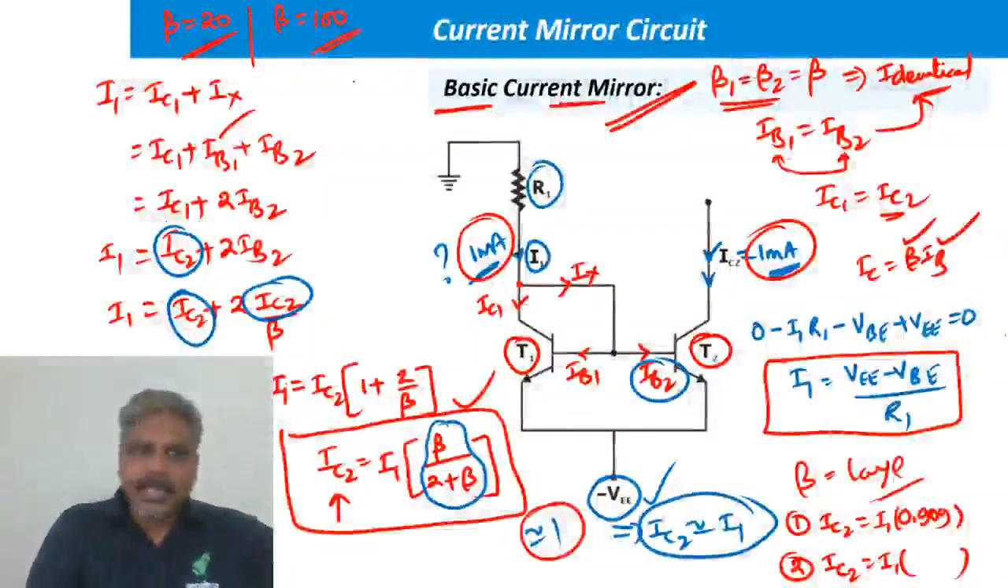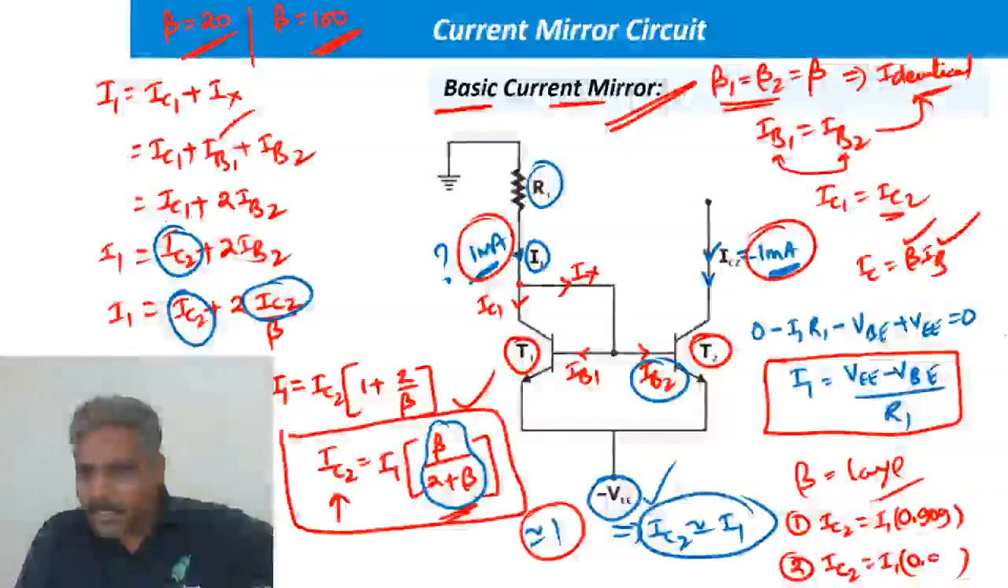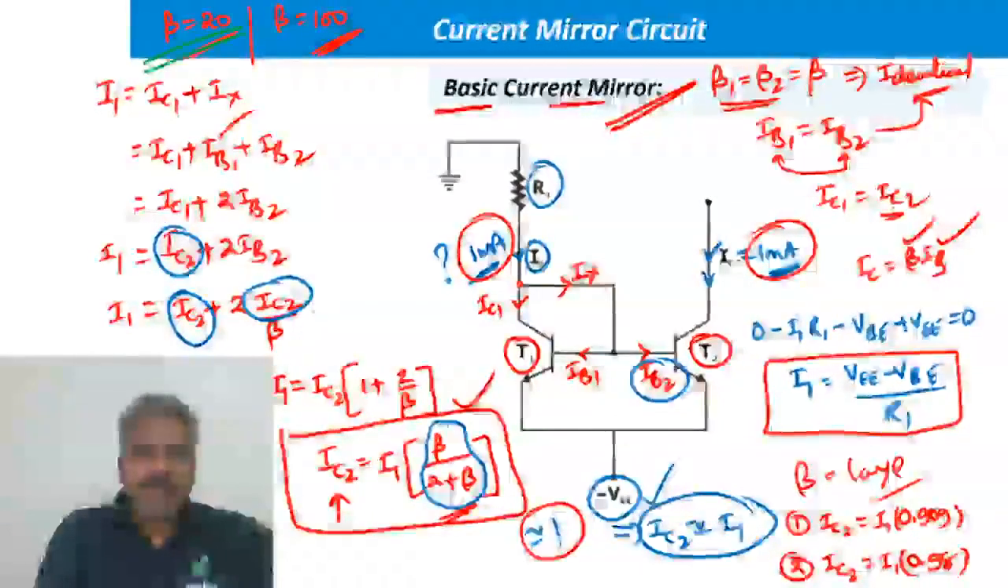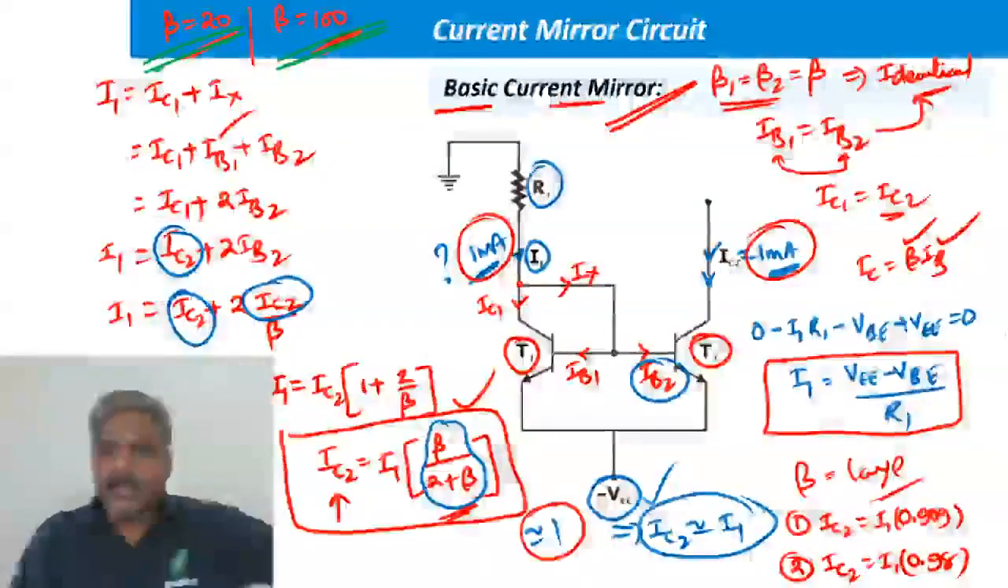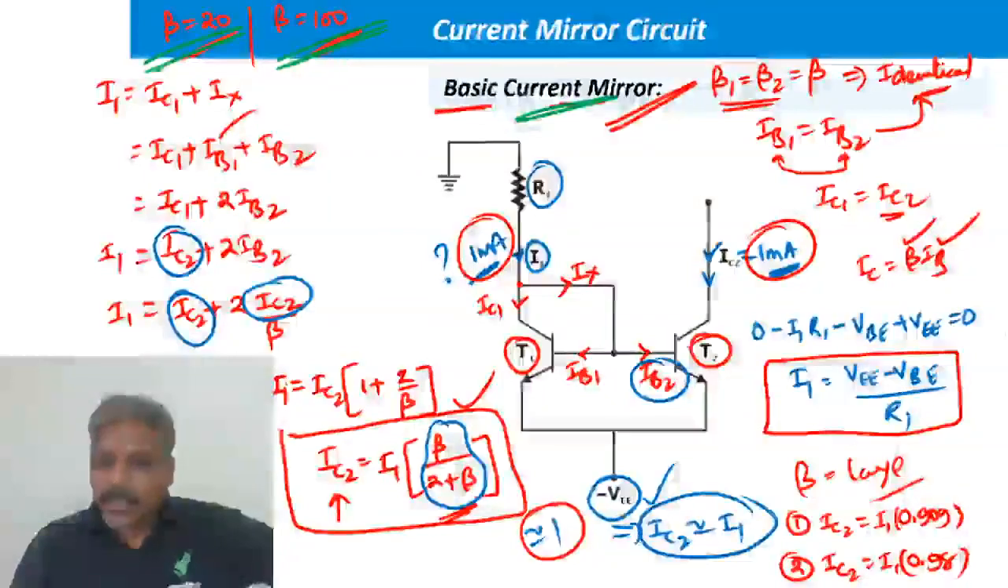Right. But if I take 100, what is it going to be? That also, please tell me. 0.98. Very good. 0.98. That means this value of IC is behaving like a better current mirror. Tell me, in which case is it behaving like a better current mirror? Case 1 or case 2? Case 2 is a better current mirror, not case 1.